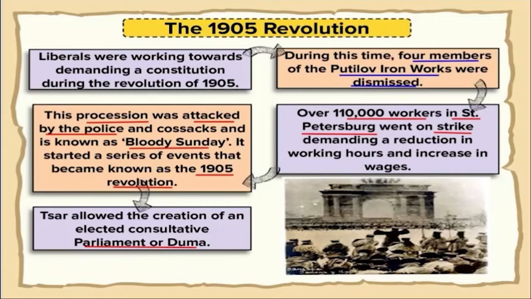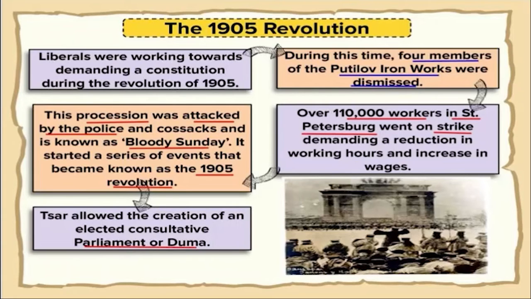Now, what happened during this time was, four members of the Putilov Iron Works were dismissed. Four members from the iron works company were removed from their jobs, and over 110,000 workers in St. Petersburg went on strike, demanding fewer working hours and more wages. In the industrial society, people were getting low wages and working long hours. The strike was in St. Petersburg, which was renamed Petrograd, and they demanded that working hours be reduced and salary be increased. With this came Bloody Sunday.